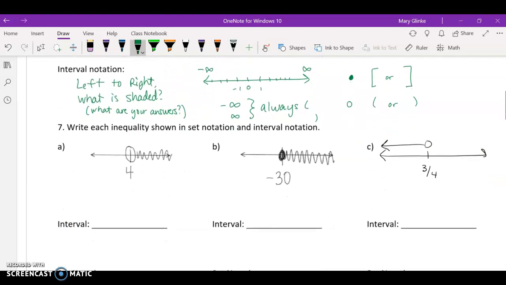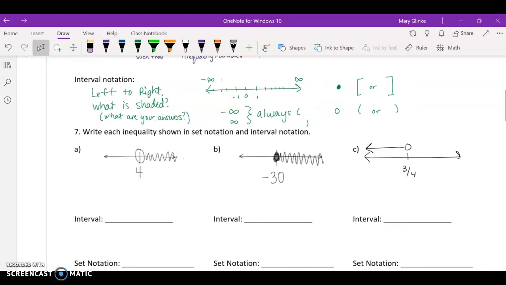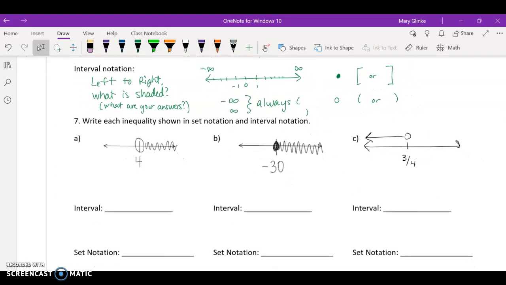So let's go ahead and take a look at some of these examples in interval notation and then set notation. So we're going to start off with interval notation for A. So left to right, what is shaded? Looking at this graph here, nothing on the left is shaded. My answer starts here at 4 and is being shaded to the right for forever. So I go left to right, it's starting at 4 and pointing to the right for forever, which is positive infinity. So my interval, once again, going left to right, I am starting at 4, comma, positive infinity.